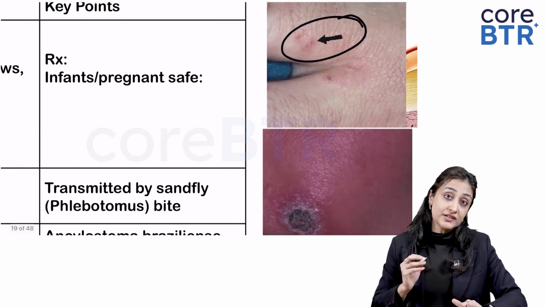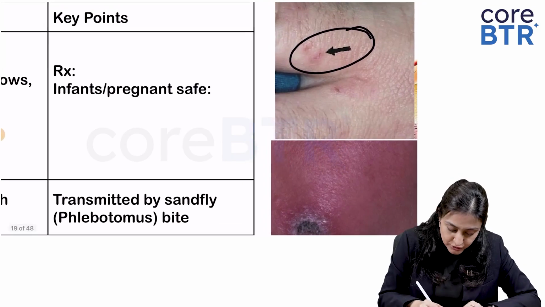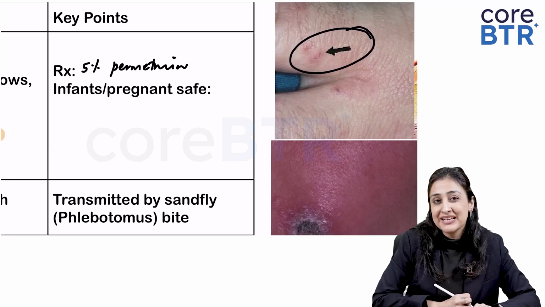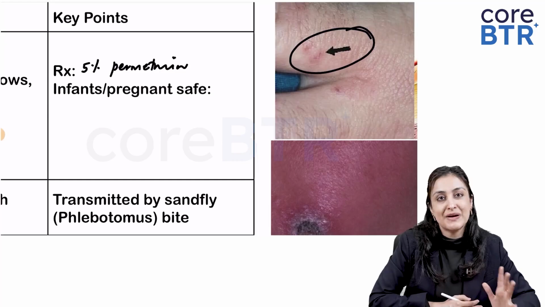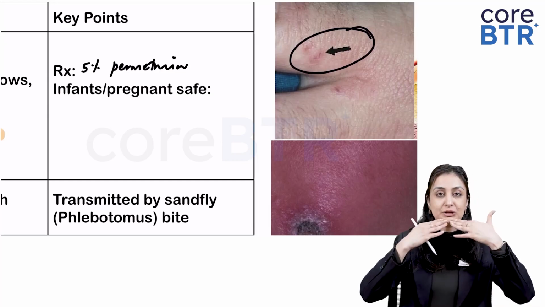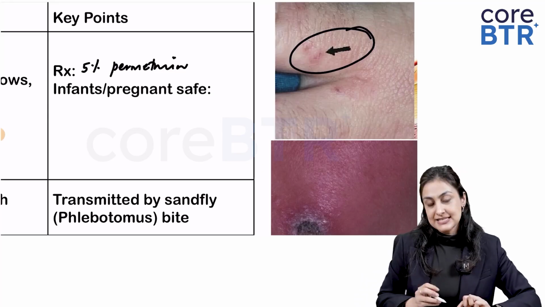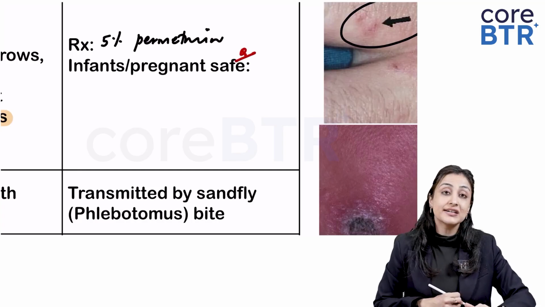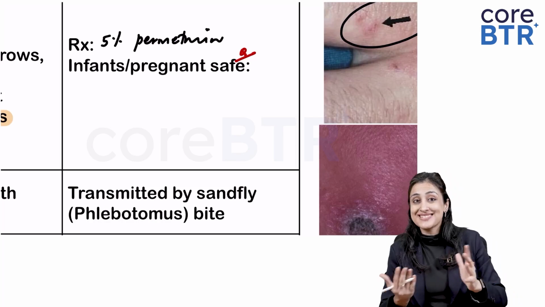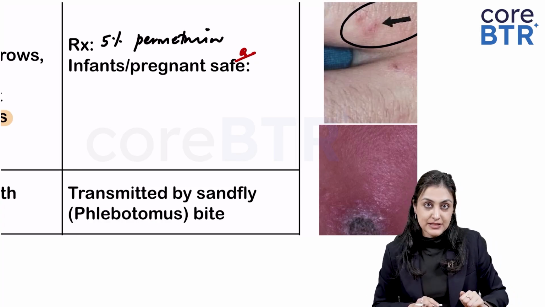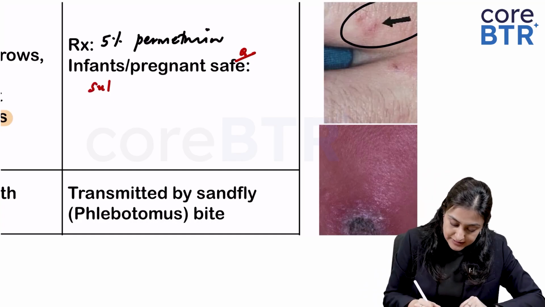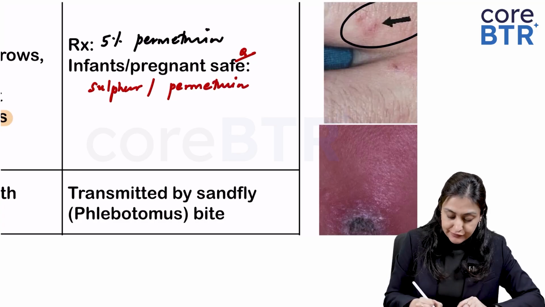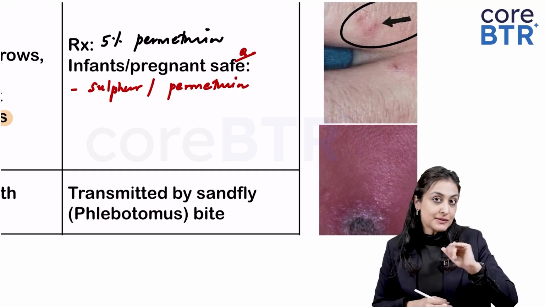The buzzword here is the treatment. Very, very important. The drug of choice is 5% permethrin. You will do topical application. Apart from that, you clean all the clothes, bed sheets, etc. 5% permethrin below the face you have to apply at night and sleep on it. They had asked last year what is contraindicated in infants and pregnancy, or in other words, what is safe in infants and pregnant females. So sulfur is safe and permethrin is safe. All right, so sulfur and permethrin are safe in infants and pregnant females.